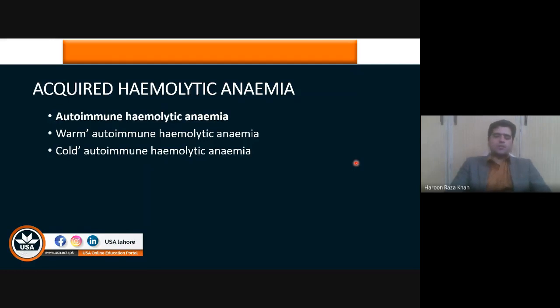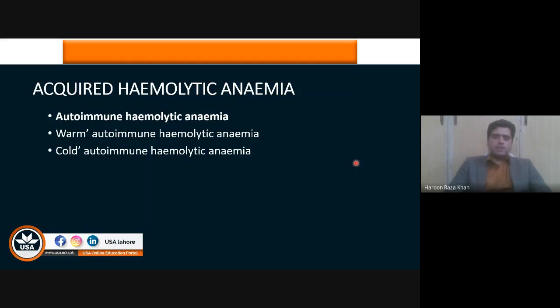Now, class, it will be beneficial for you if I give you a summary of the warm and cold antibody types. Now remember class, warm is 37 degrees Celsius, the normal body temperature. The cold one is lower than 37. IgG is common in the warm type. IgM is in the cold type. Coombs test is usually positive in both of these cases.